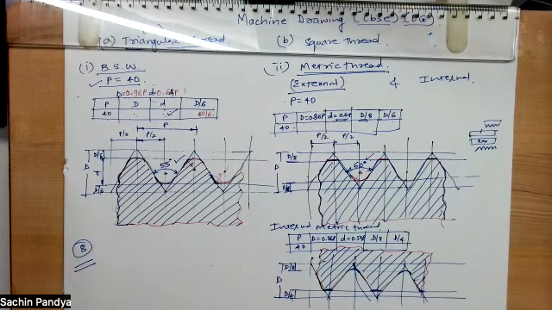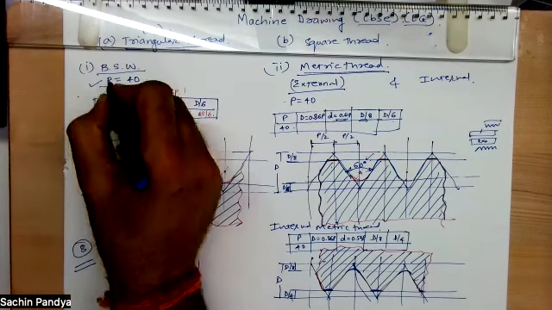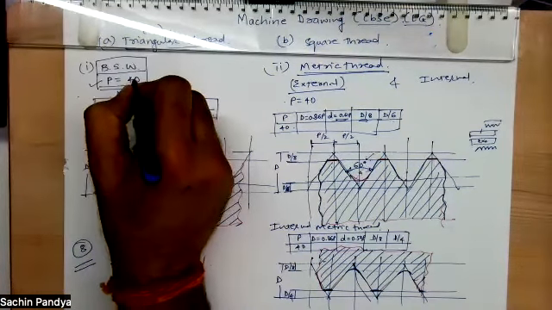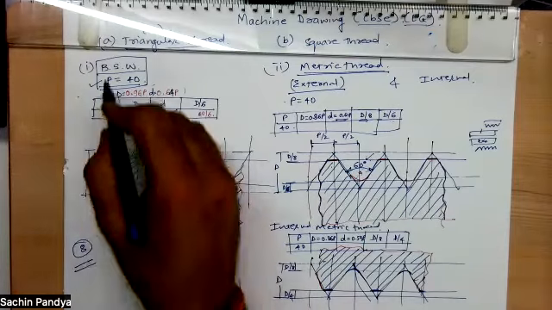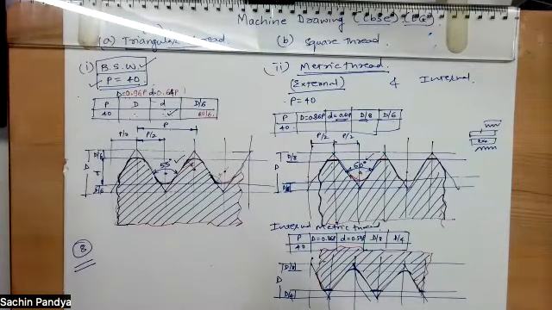All of you understood this? Any doubt? Any doubt, anyone? Yes, sir. Tell me any doubt if you have. We'll be given the table, right? No, they'll give you only the pitch P, and which thread you have to draw, that they will give you.